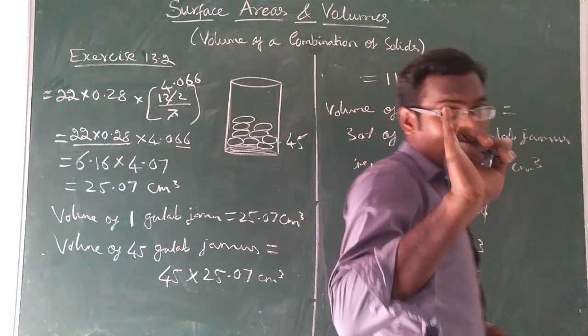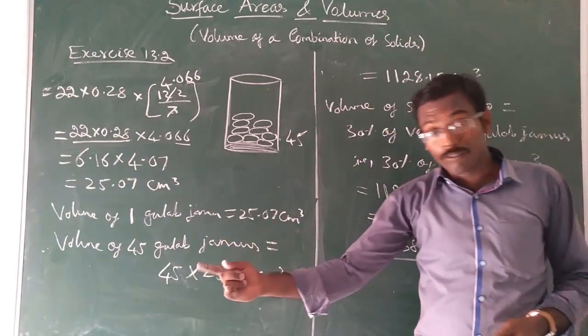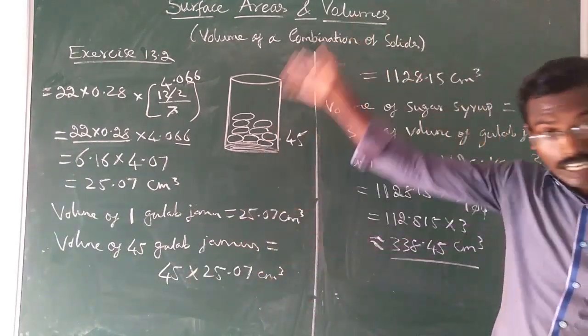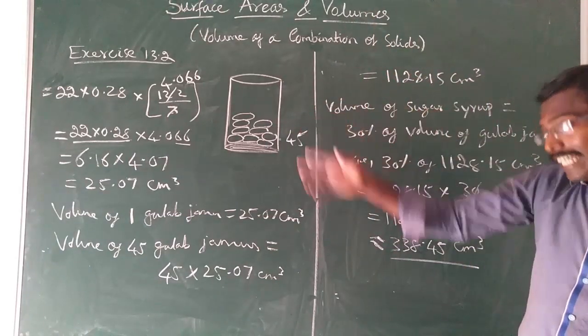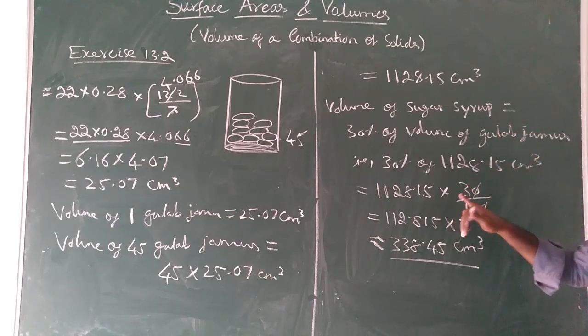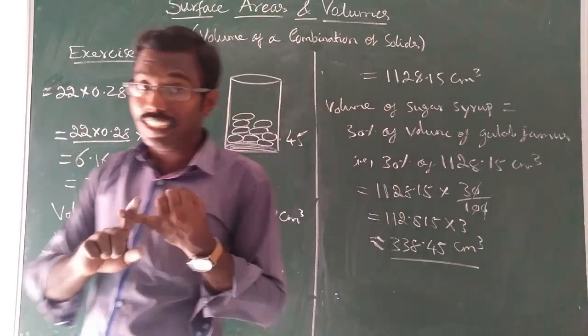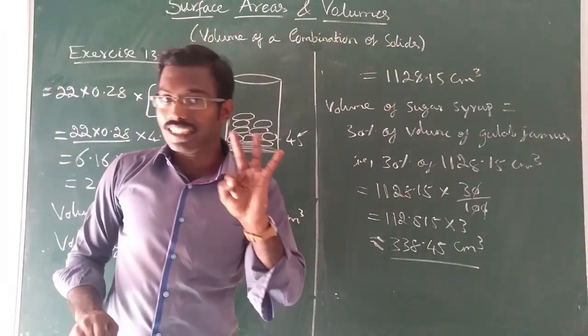So 3 steps we followed. First we calculated the volume of 1 gulab jamun. Then we multiplied it by 45 so that the total gulab jamuns' volume will be obtained. Then finally we found the 30% of the volume, so we multiplied by 30 by 100. That's all. So in this class we have completed 3 sums, exercise 13.2, first sum, second sum and third sum.